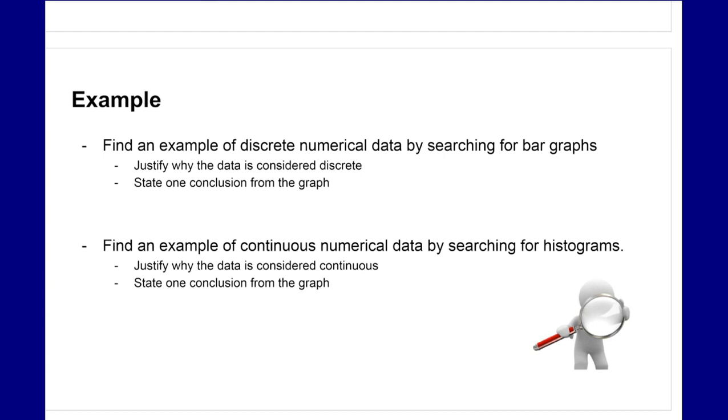Right? So there are some histograms, there are some bar graphs, there's one of each. You can go back and look at those, justify why it's continuous or why it's discrete, and then state one conclusion from the graph. Or again, you can search and find some on Google.